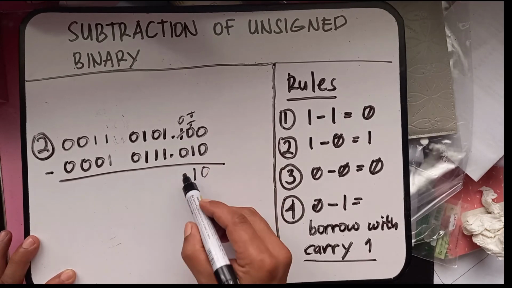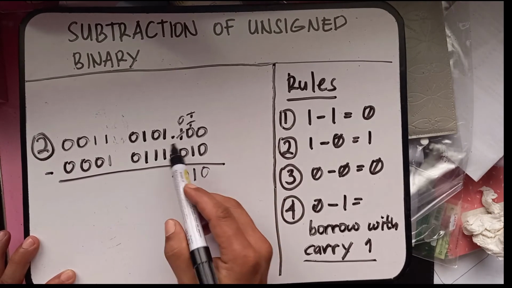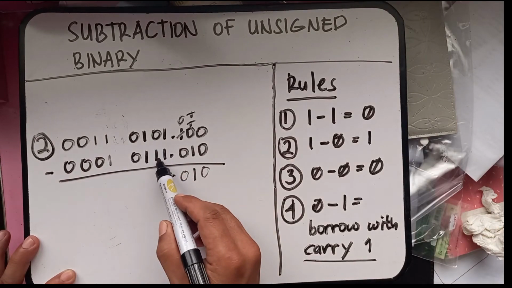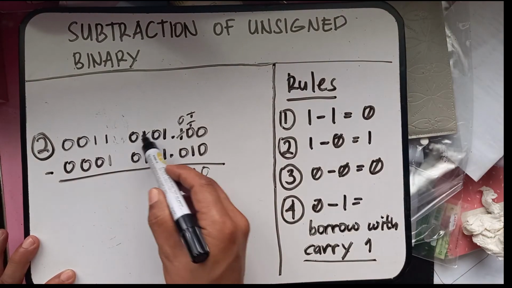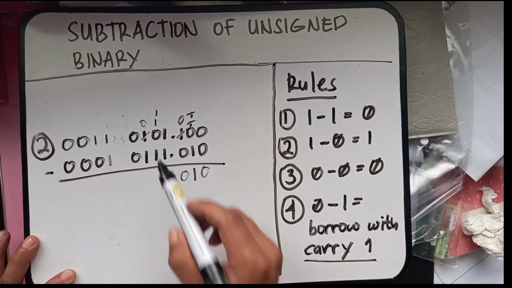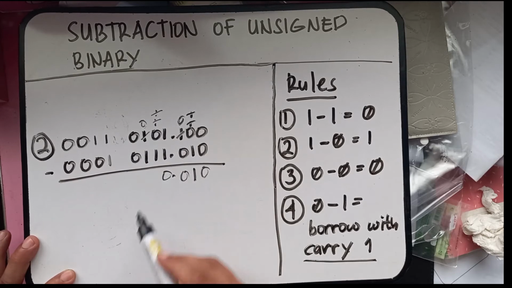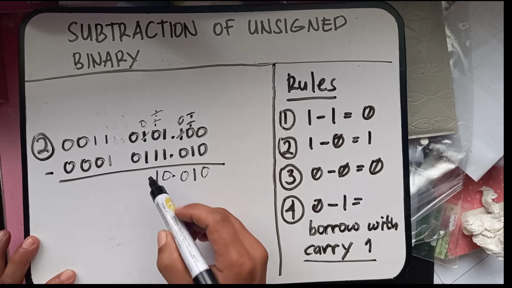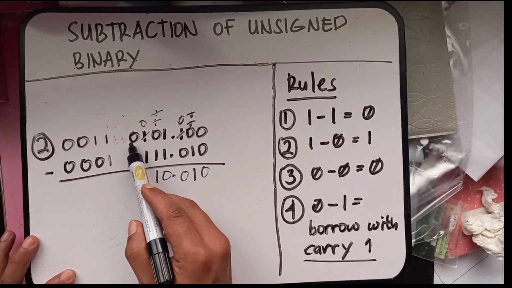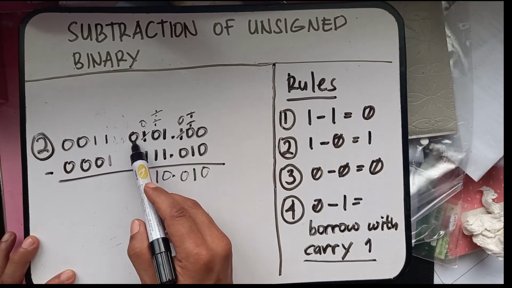Okay, then 0 minus 0, we have 0. 1 minus 1, 0. 0 minus 1, so again we have to borrow. This becomes 0, and 2 carries at the top. And this will be cancelled out, so what will remain is just 1. 0 minus 1, again we have to borrow. And since this is 0, we have to borrow from the next neighbor.